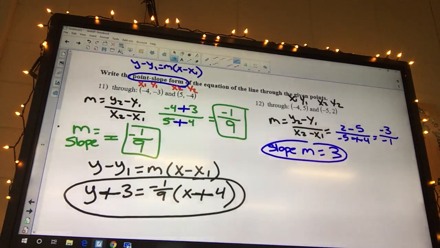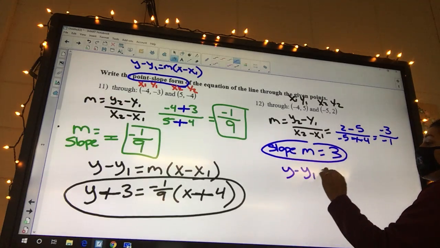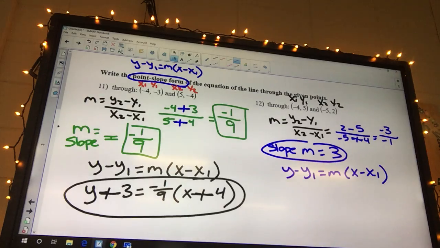Okay, well, now we have points and we have a slope. So what do we need to use next? What formula? So y minus y sub 1 equals m times x minus x sub 1. Hey, you guys notice how I keep writing it down on every single problem? The more you write it down, the more you'll remember it. I'm not going to make you write it down, but if you're having trouble remembering the formulas, every single time you write it down, you're more likely to remember it.